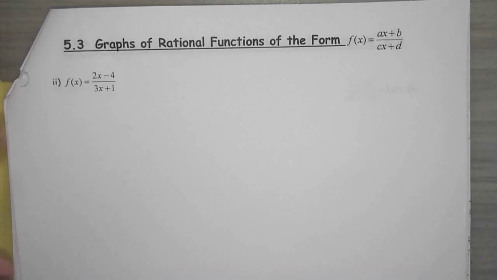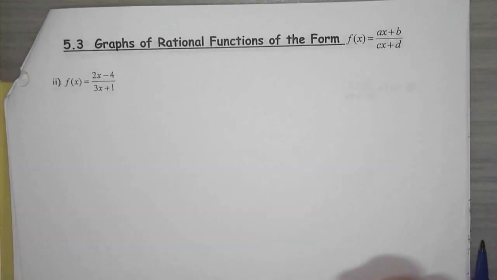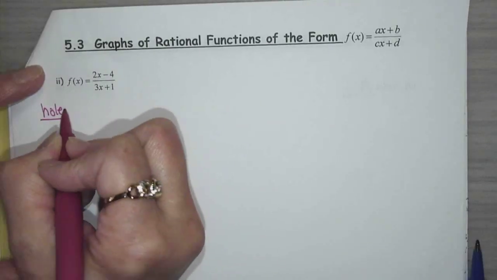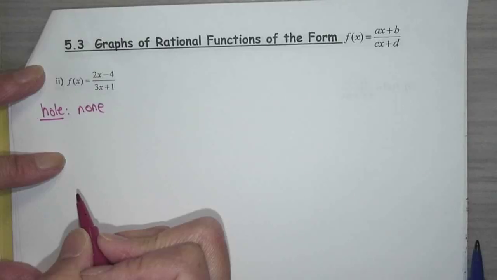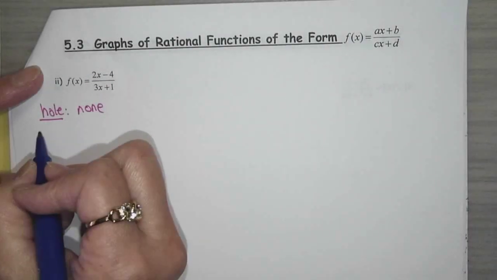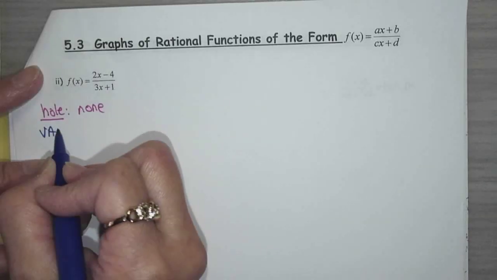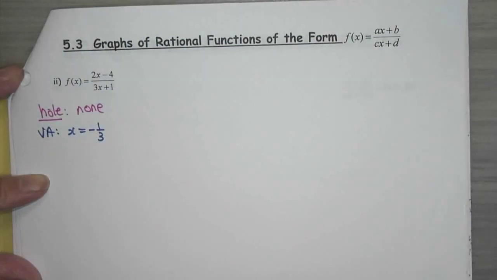So example 2 in this series of examples. We've got holes first. Always, always, always check for holes, right? So hole is going to be none, right? No factor I can cancel from the top and the bottom. And then we're going to do vertical asymptote. Take the denominator, and this is going to be x equals negative 1/3. So you don't have to show me steps for this.